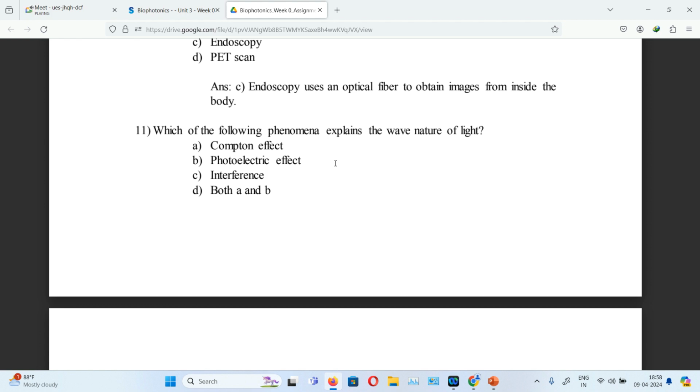So each light is like a quantum of light. One quantum of light can eject one electron with a particular kinetic energy, depending on the wavelength of the light as well as the property of the material.